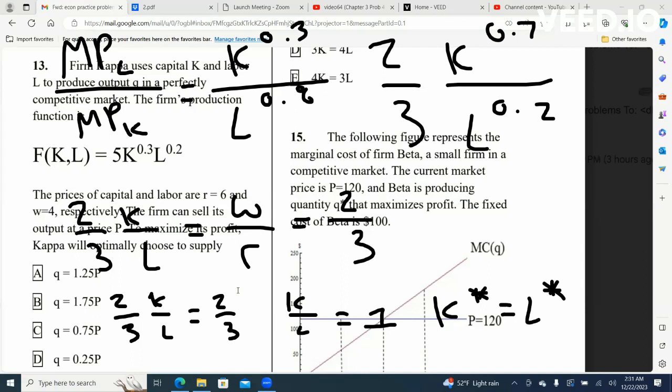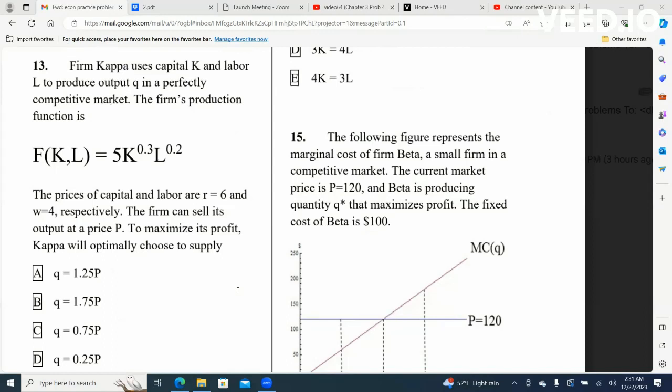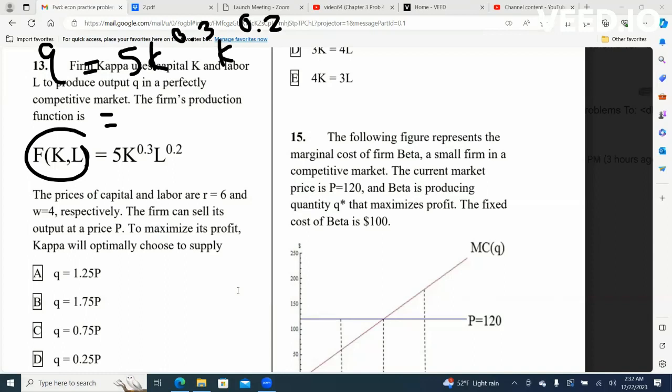After that, we now have to plug into the original function. We're plugging into him. It's right there, so we might as well not write it. Yeah, but what do we do there? So it is a function of KL, but that's quantity Q. This guy right here is going to be quantity Q equals 5K to the 0.3, and then of course K to the 0.2, L equals K. So that equals 5K to the 0.5. Yep.